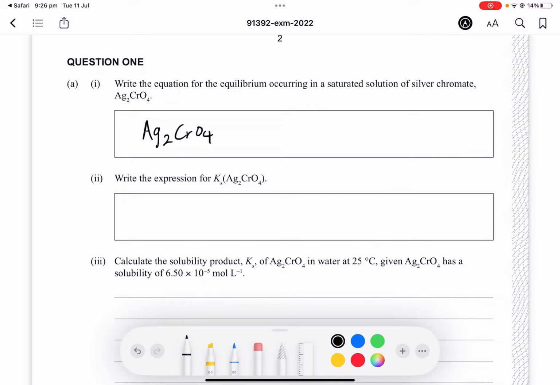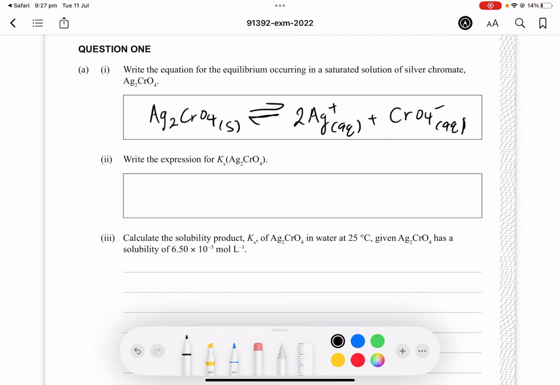So we're going to have Ag2CrO4 in the solid state, and it's going to partially dissociate to form its ions, which is going to be 2Ag+ in aqueous state plus CrO4 minus ions in aqueous state. And that's it for part I.